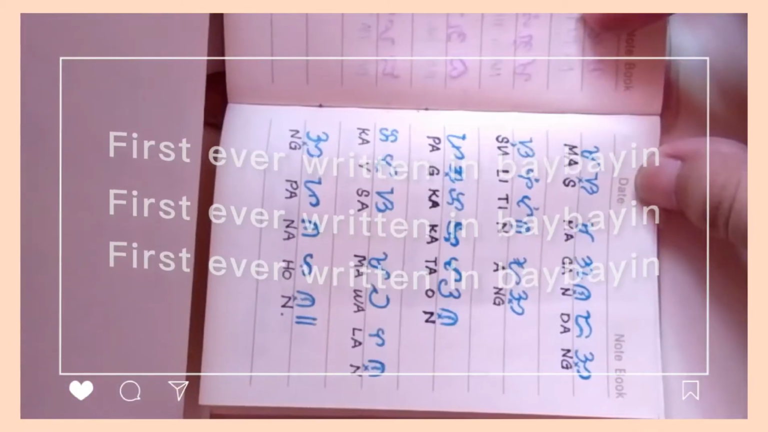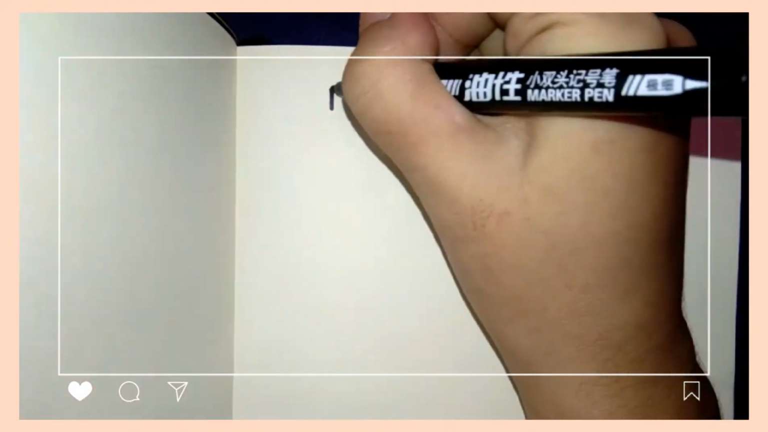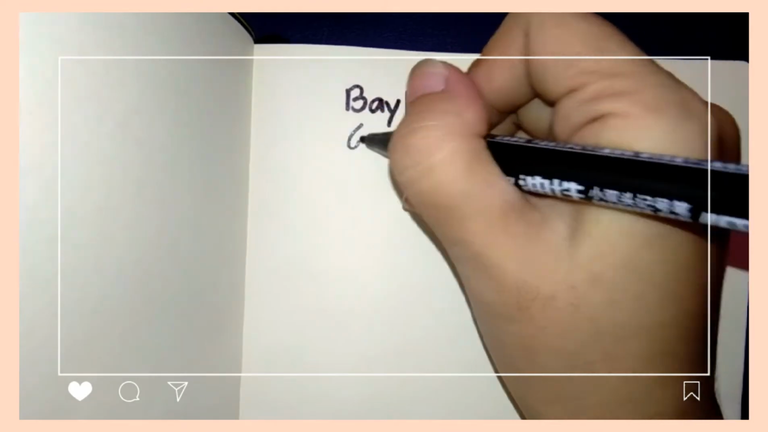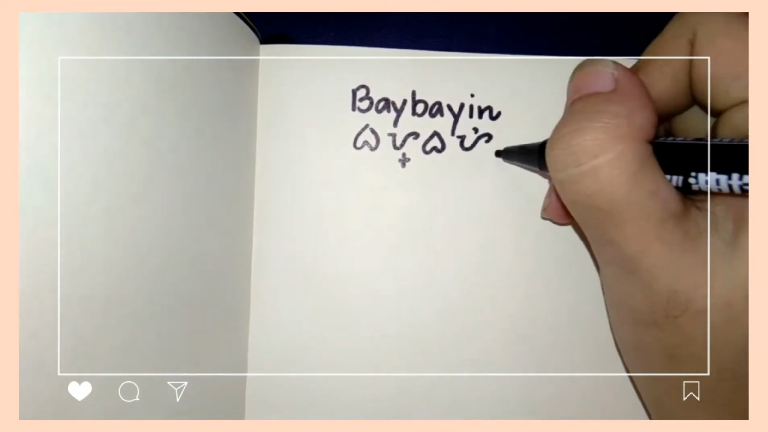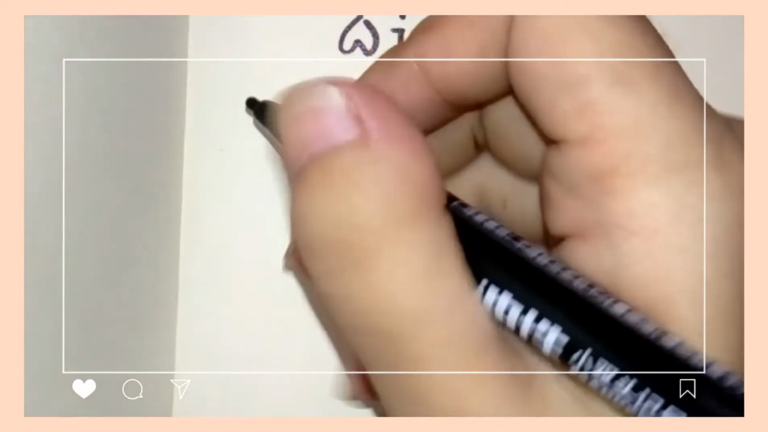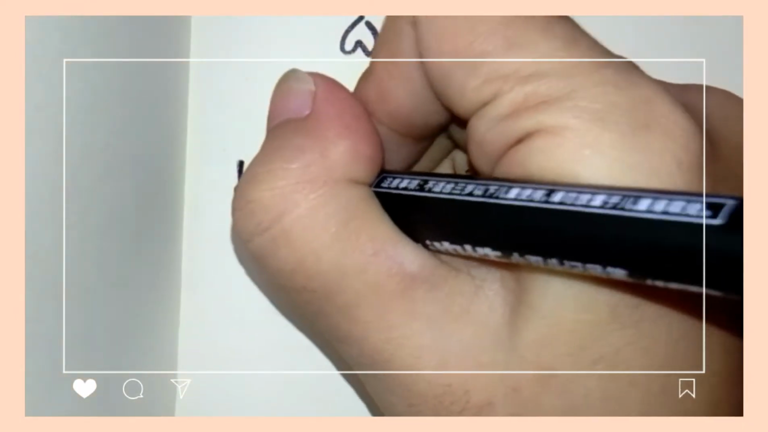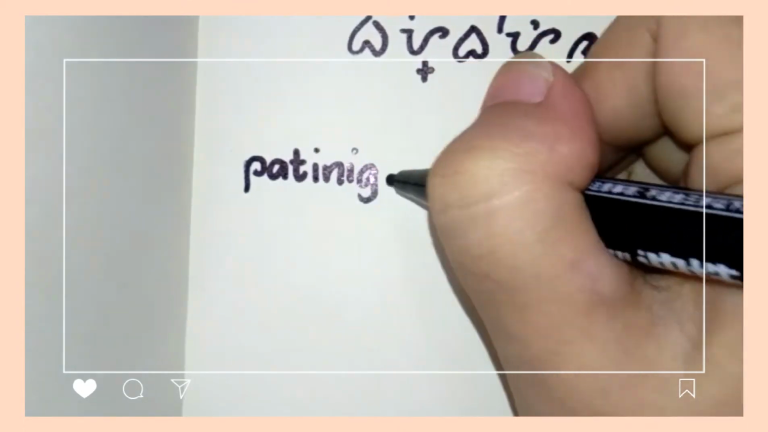Baybayin is a syllabic writing system, which means that each letter represents a syllable instead of just a basic sound as in the modern alphabet. So there are 3 vowels and 14 consonants in Baybayin. So come on, let's start our tutorial. Let's start with the vowels, or in Tagalog or Filipino, patinig.